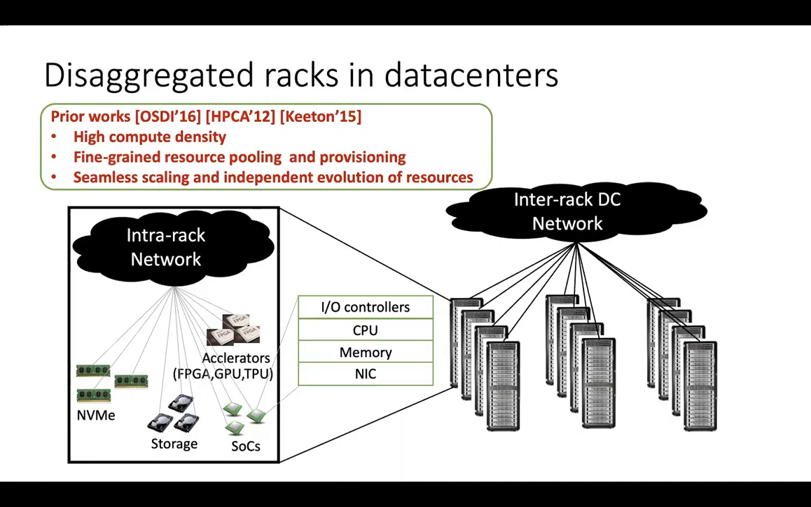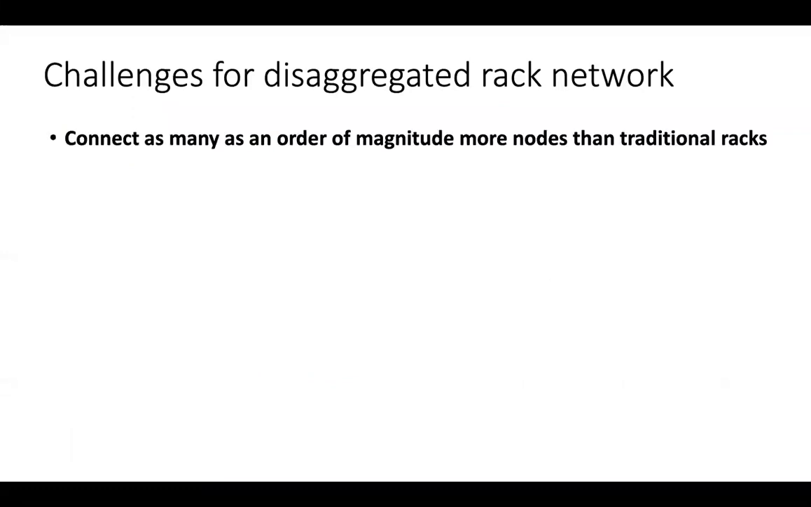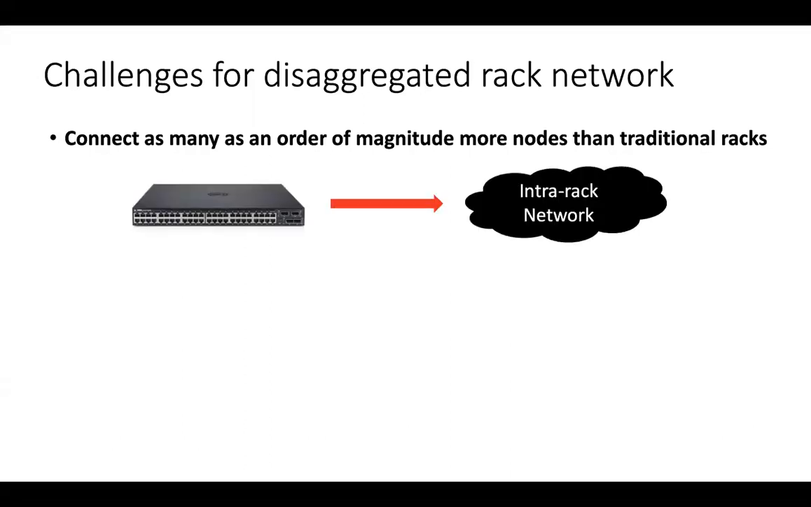However, disaggregation also poses some unique challenges for the rack's internal network, and the focus of this work is to resolve those challenges and build an efficient network for disaggregated racks. One key way in which disaggregated racks differ from traditional racks is that you might need to connect as many as an order of magnitude more nodes than traditional racks. This means you can no longer use a top of the rack switch to connect those nodes. In fact, you will need some sort of network fabric to connect them.